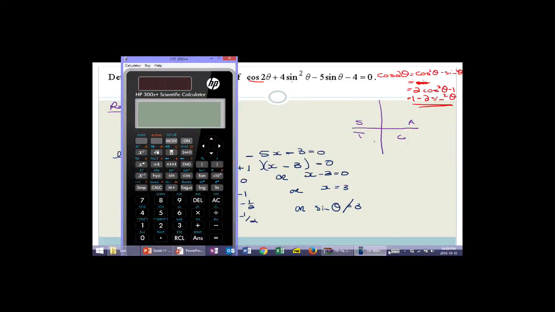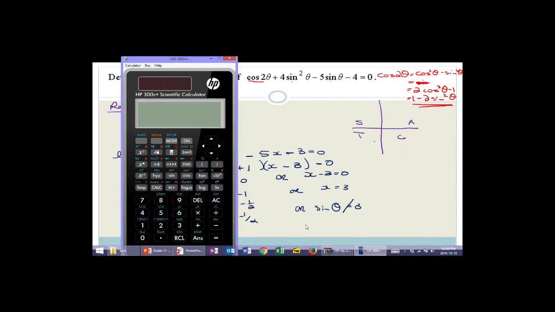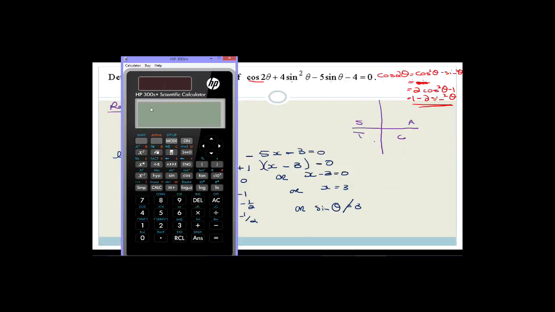Oh, I always forget to do this. Hang on a second. Properties, auto hide the taskbar. Okay. And then let's go back to the calculator. Oh, that's much better. Now you can see the whole calculator.